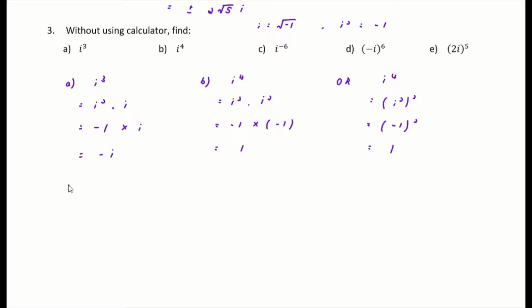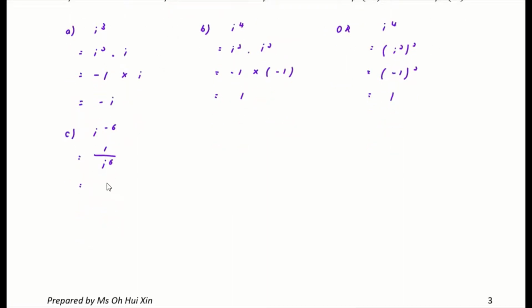Okay, so let's move on to C. So i to the negative 6. Let's try to change it first. I have negative 6, right? So it will become 1 over i power 6. So how do I solve the i power 6? I can always put it as 1 over i squared, cubed, right? So i squared will give me negative 1, right? So 1 over negative 1 cubed. Okay, so negative 1 cubed gives me negative 1, so that's why my answer will be negative 1.